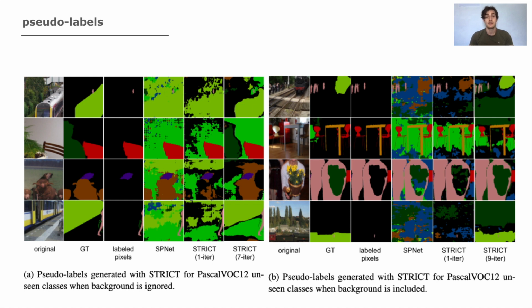With more iterations, STRICT produces more refined pseudo-labels, where spatially coherent structures are present. This means the pseudo-label generator captures global information of unseen classes, something which is not possible to do with a single stage of pseudo-labeling.